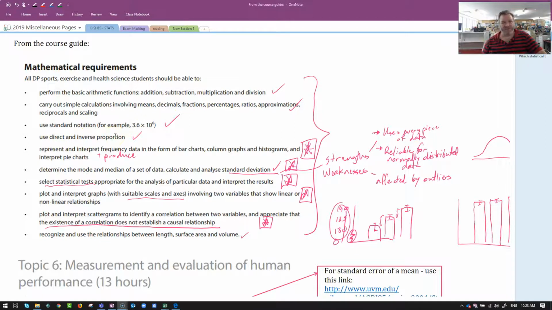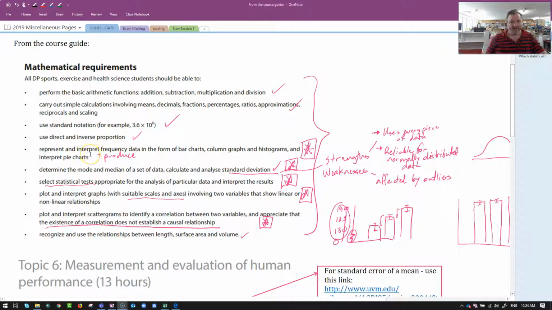Direct and inverse proportion. Direct proportion, where you increase one thing by a factor, you increase the other thing by a factor. Inverse proportion, if you multiply one by a factor, the other one gets divided by that same factor, so their product is always the same. You can ask your maths teacher about that, but you should be all over that by now. A few things worth noting here that we might need to think about.